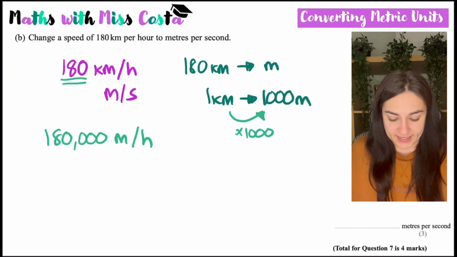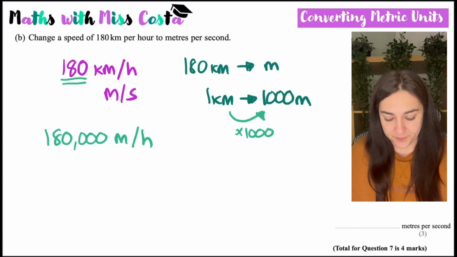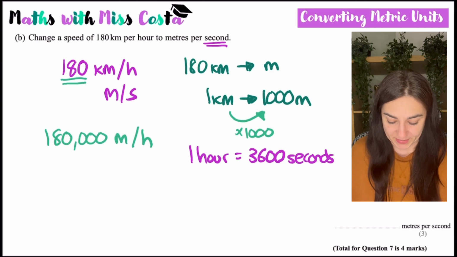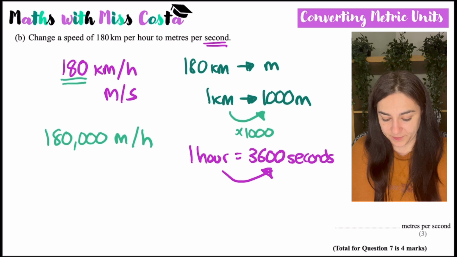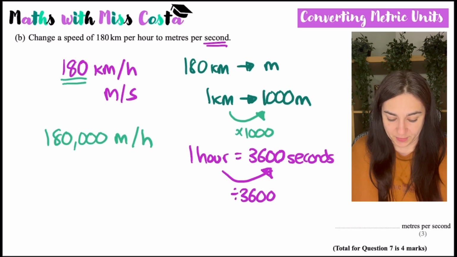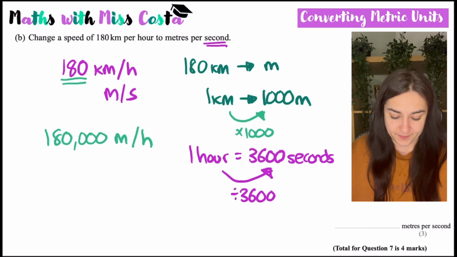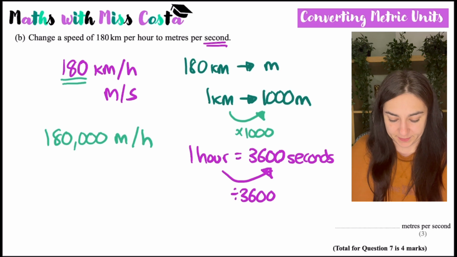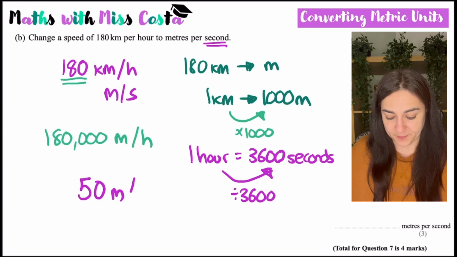So I know the speed is 180,000 meters per hour, but I want to get it to meters per second. So I know that in 1 hour, there are 3,600 seconds because there are 60 minutes and 60 seconds in a minute. So how do I get hours to seconds? I divide by 3,600. So I'm going to need to do the same over here. 180,000 divided by 3,600 gives me 50 meters per second.